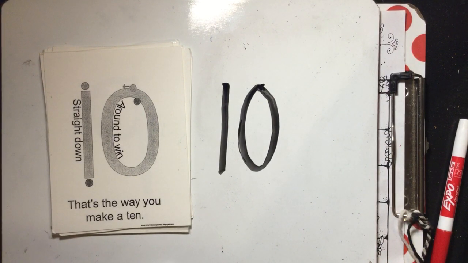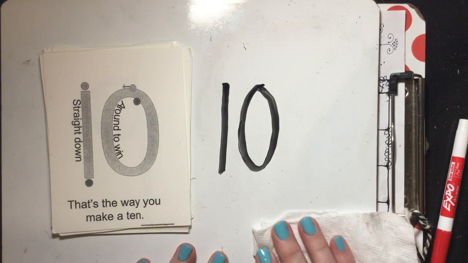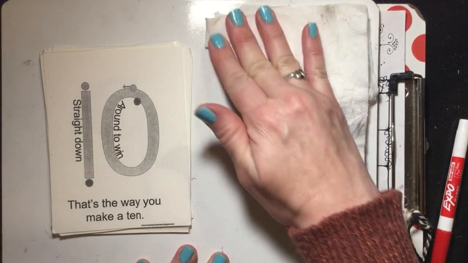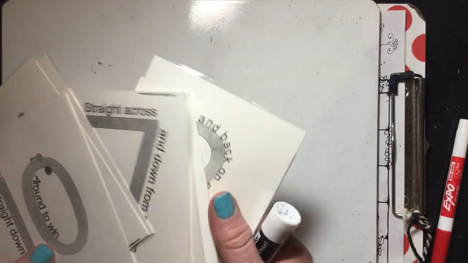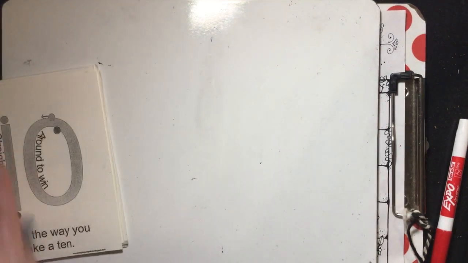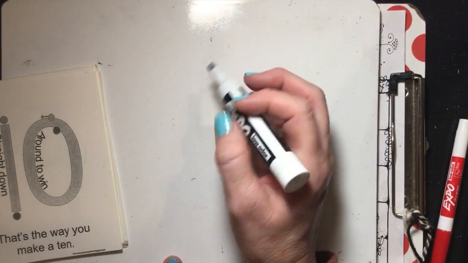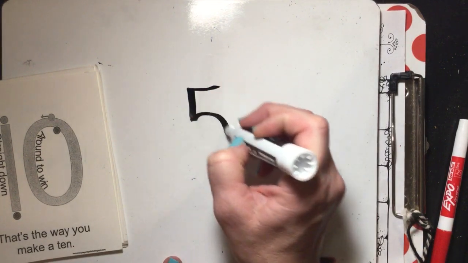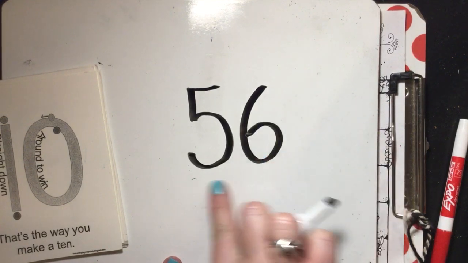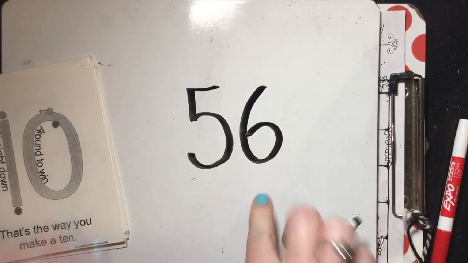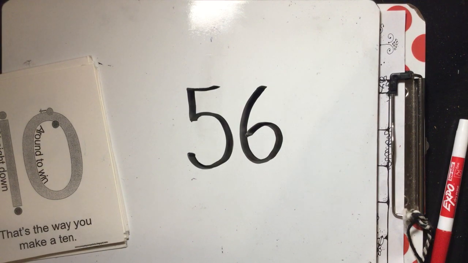Now, the reason that we only work on writing the numbers 1 through 10 is that's all the numbers you need to know to write any number at all. So all of these numbers, 1 through 10, is all I need to know. So if I wrote 56, there's my 5, and there's my 6. So I wrote it, but there's still digits that are 1 through 9.